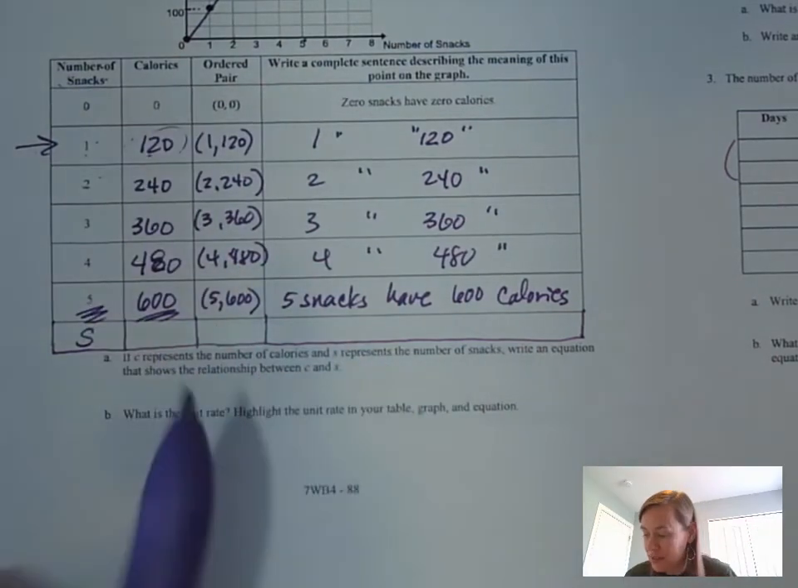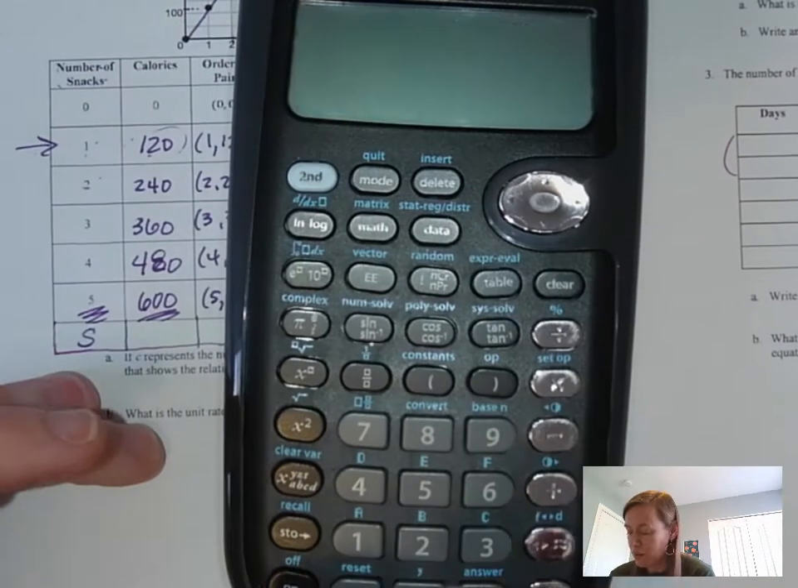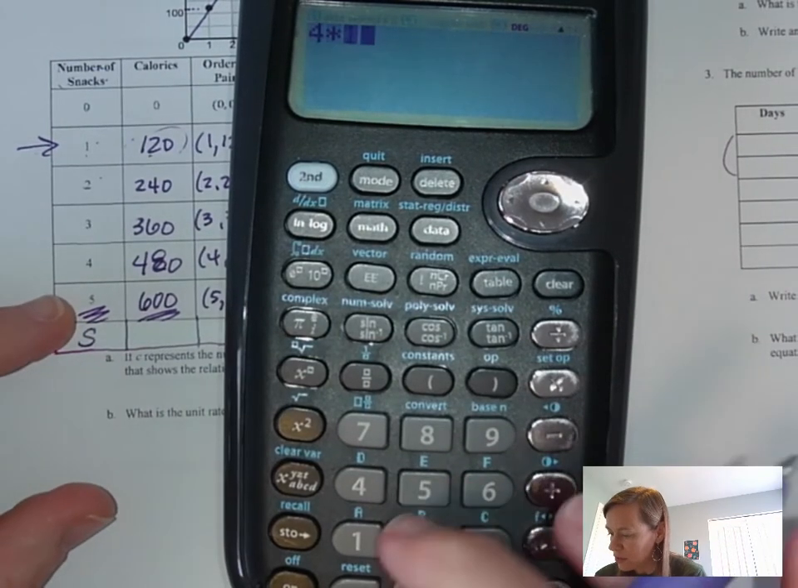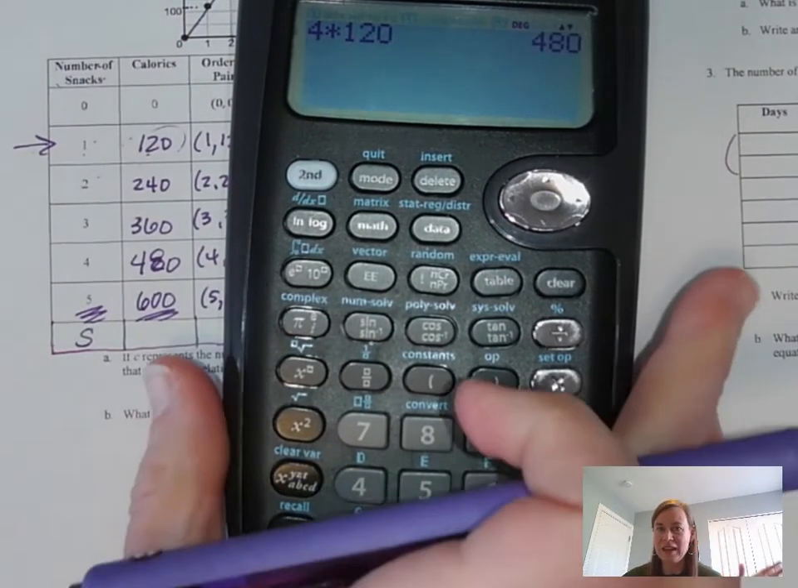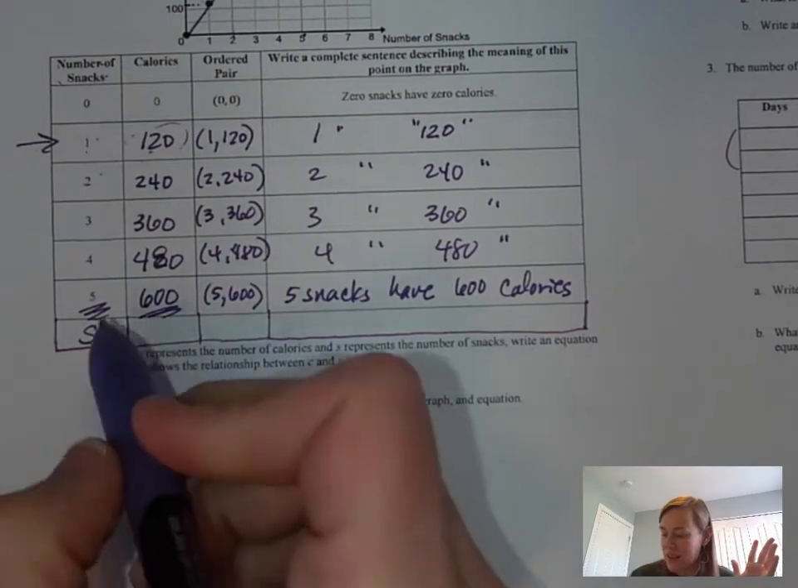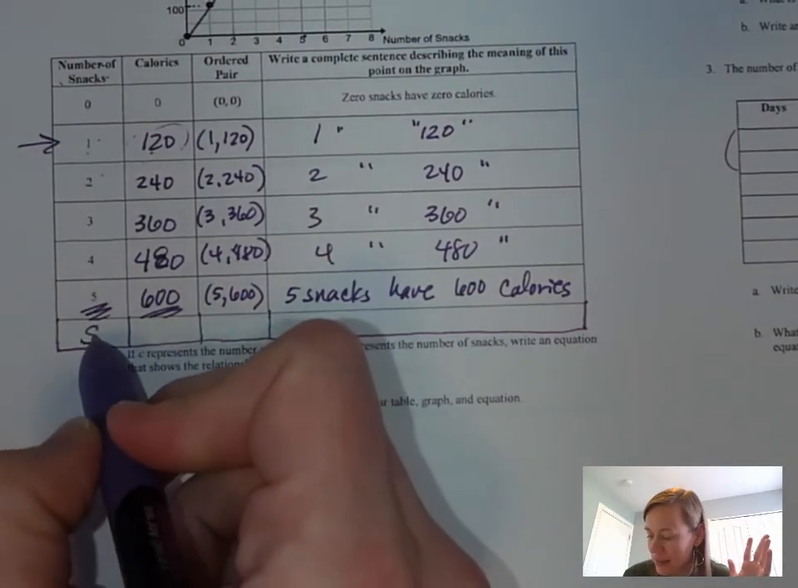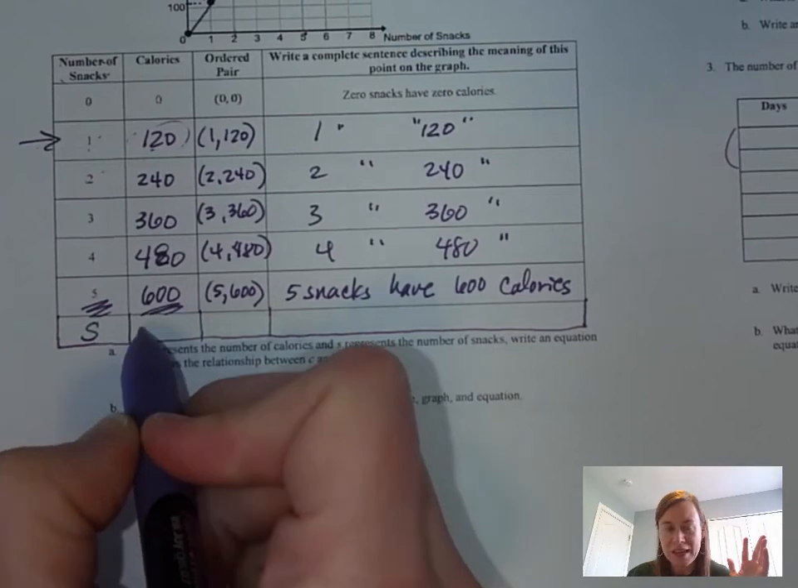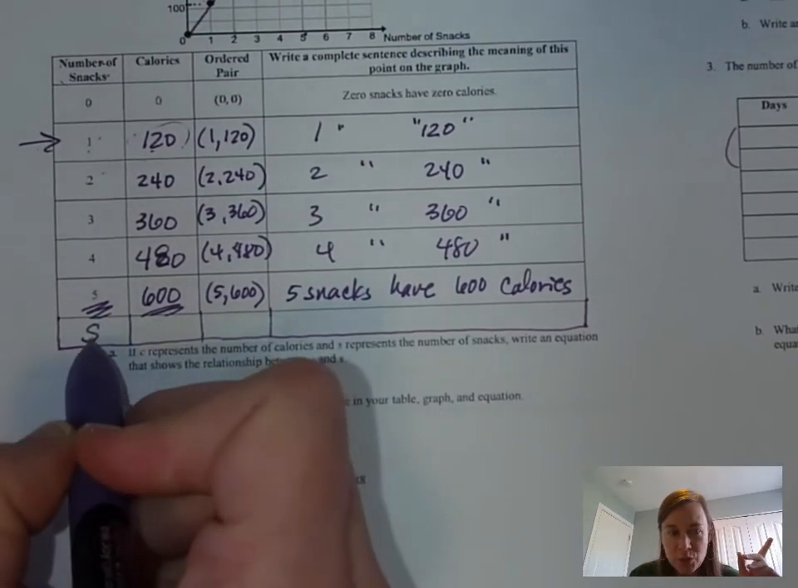Now let's just double check. Let's see, 4 times 120 should equal 480. Grab your calculator if you don't want to trust your mental math. 4 times 120, and look, 480. So we're pretty sure that each time you need to multiply this number by 120 to get this number. So that's what we're going to write here. We're going to write this times 120.